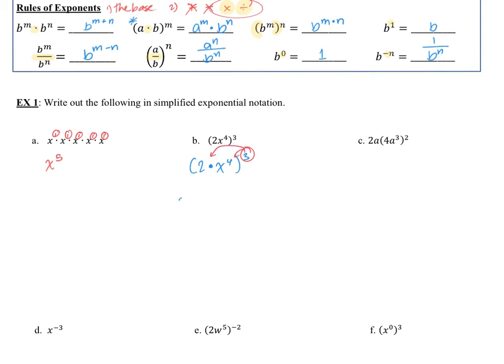When we do that, we get 2 to the third power times x to the fourth raised to the third power. All right, well, what's 2 to the third power? That's just going to be 2 times 2 times 2, which is 8. All right, bring down the multiplication. Now, x to the fourth to the third power, that looks like the third rule we have right there. So what we're going to do is take the multiplication. So this is going to be x to the 4 times 3. That'll be 8x to the 12th power.